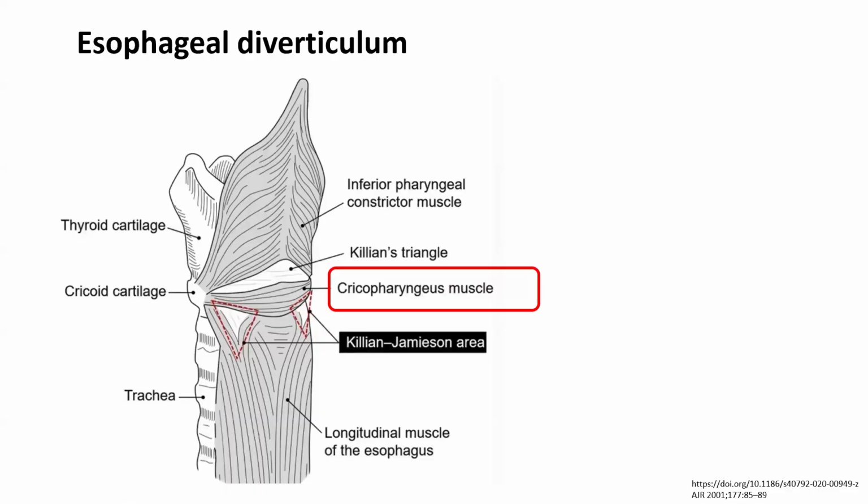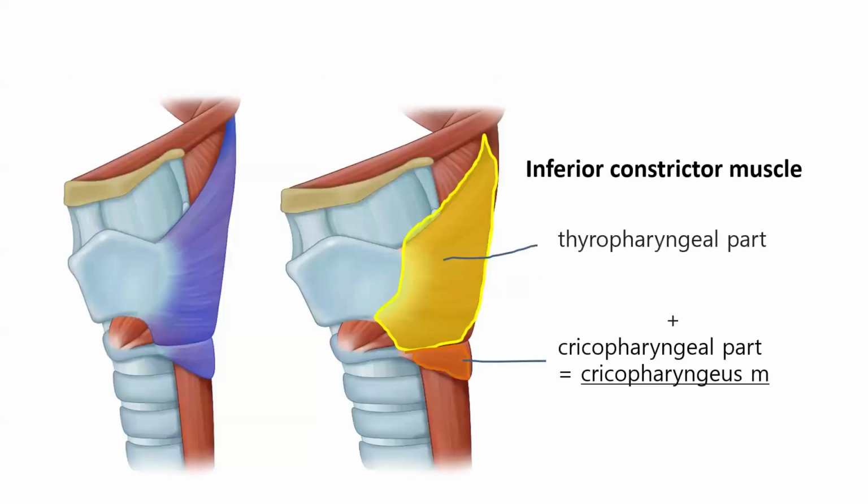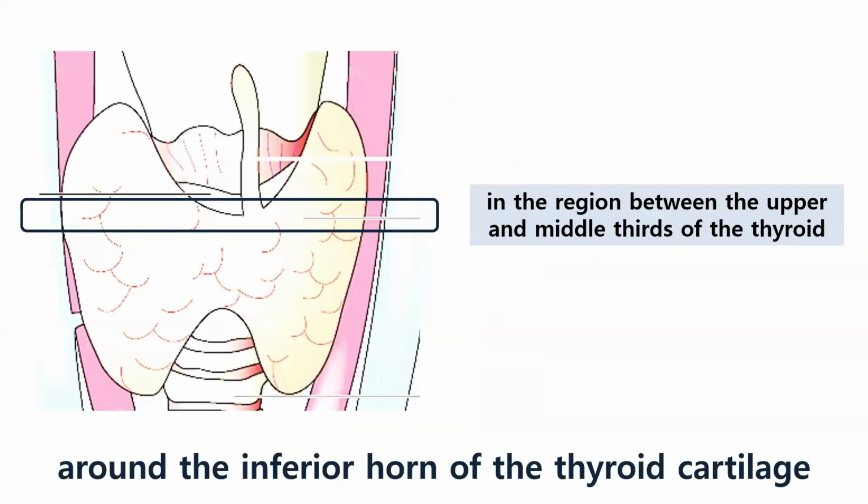Here's a tip for identifying esophageal diverticula on ultrasound. They usually occur above or below the cricopharyngeus muscle, which is part of the inferior constrictor muscle group, located posterior to the cricoid cartilage. This muscle lies around the inferior horn of the thyroid cartilage. Therefore, if a lesion is seen in the posterior aspect between the upper and middle thirds of the thyroid, esophageal diverticulum should always be considered.